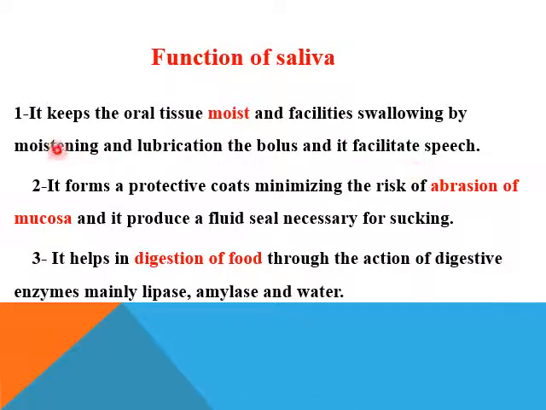Function of saliva. First, it keeps the oral tissue moist and facilitates swallowing by moisturizing and lubricating the bolus, and it facilitates speech. Second, it forms a protective coat, minimizing the risk of abrasion of mucosa, and it produces a fluid seal necessary for sucking. Third, it helps in digestion of food through the action of digestive enzymes, mainly lipase, amylase, and water.